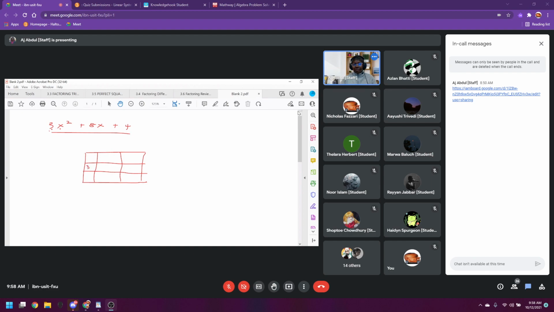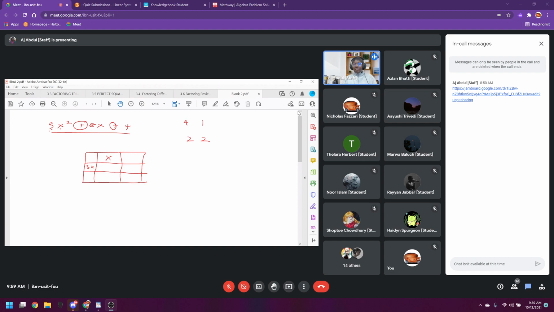That will give me 3x squared. Now, for the 4, factors of 4 can be 4 and 1, and 2 and 2. This is positive. It means both of my factors have to be positive. So you see that, 4 and 1 and 2 and 2. What I want to do is try which one will give me 8x in the middle. That's what we mean by guess and check. And that's what we use this for.